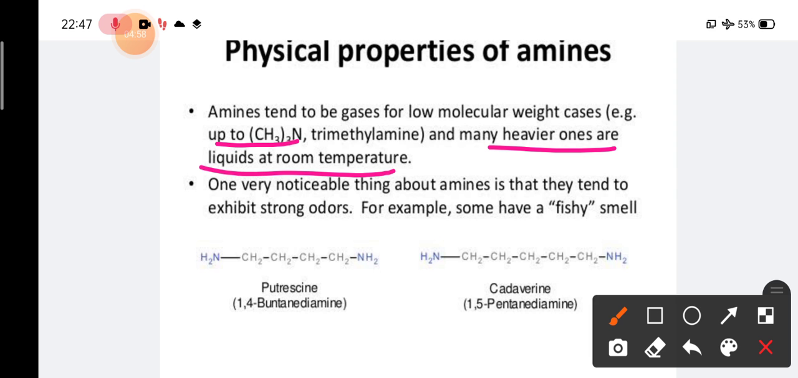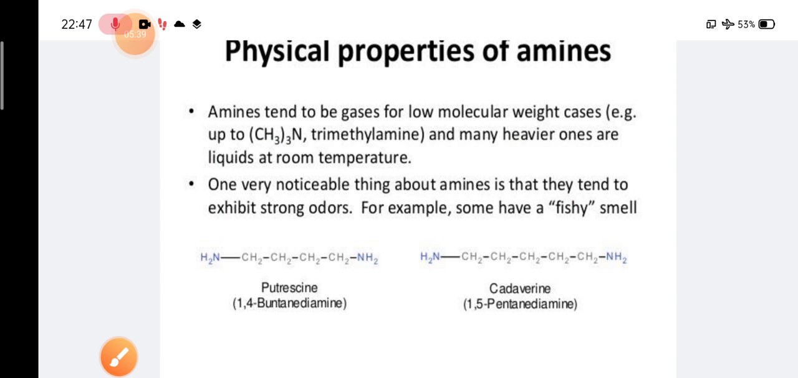One very noticeable thing about amines is that they tend to exhibit strong odors. For example, some have a fishy smell. I have given you some examples so that you get an idea how to draw amines. This is a more complex type of amine: 1,4-butanediamine and 1,5-pentanediamine. Both of these have strong odors as well. So let's move forward to the next slide.